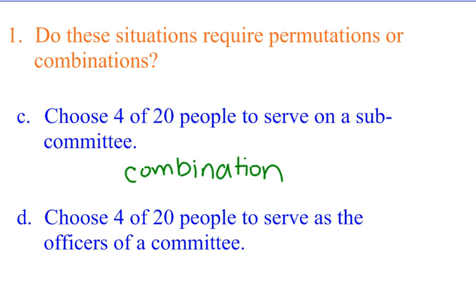Letter D says choose 4 of 20 people to serve as the officers of a committee. Officers would be like president, vice president, secretary, treasurer. Does it matter who your president is versus your treasurer? Probably, right? It'd be a lot different to say, like some people maybe wouldn't have voted for our current president if the vice president would have been the person who was the president. That's how it works. You know, the president is supposed to be the higher up. So you care who that person is. So in that case, order would matter. Hopefully that's starting to make sense which order it goes.